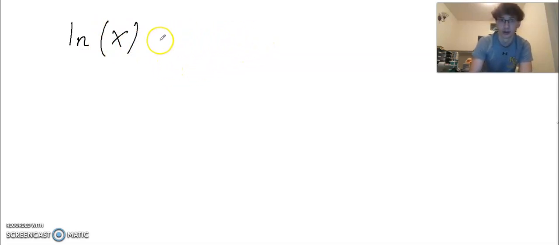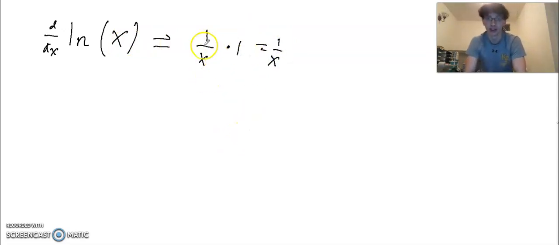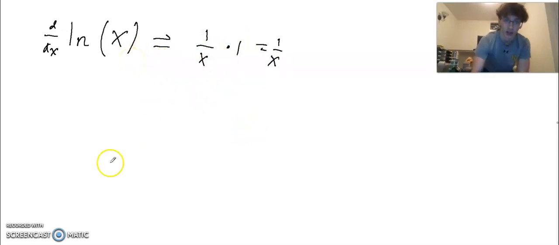So we know that the derivative of this with respect to x is just equal to 1 over x, and then we take the derivative of this inside, which is just going to be 1, which equals 1 over x. You don't need to do that second part because we know the derivative of x with respect to x is just 1. But let's try again with a different function inside.